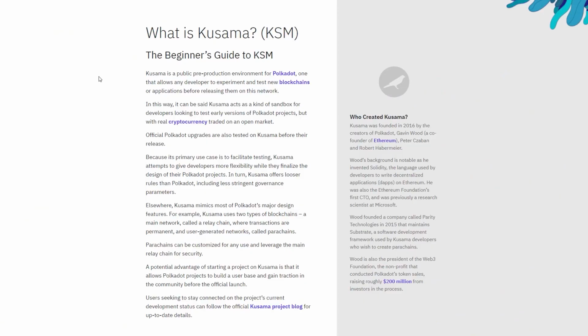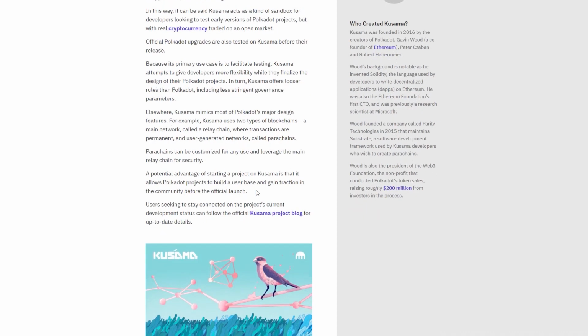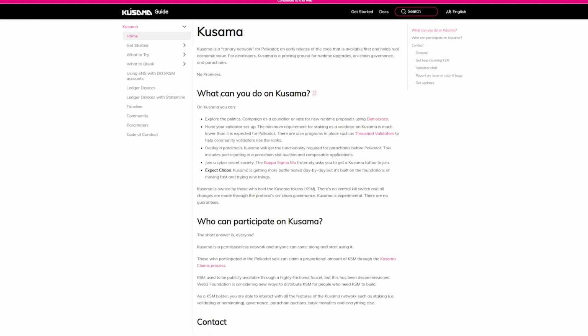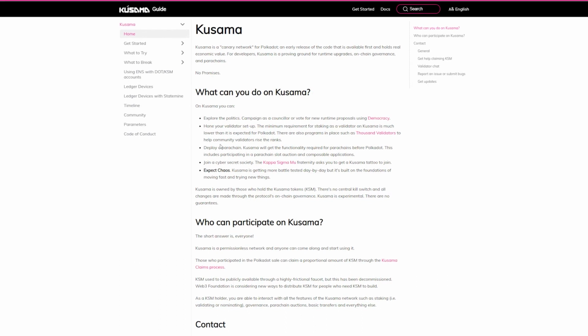Kusama is a permissionless network of blockchains built using Substrate and mostly the same codebase as Polkadot. Even if the two projects share many similarities, Kusama can be seen as the more experimental version of Polkadot, being an unaudited version. It works as a sandbox for developers interested in testing early versions of their projects before a full Polkadot deployment. What sets Kusama apart is that it was designed in such a way as to permit devs to do that with real cryptocurrency traded on an open market.